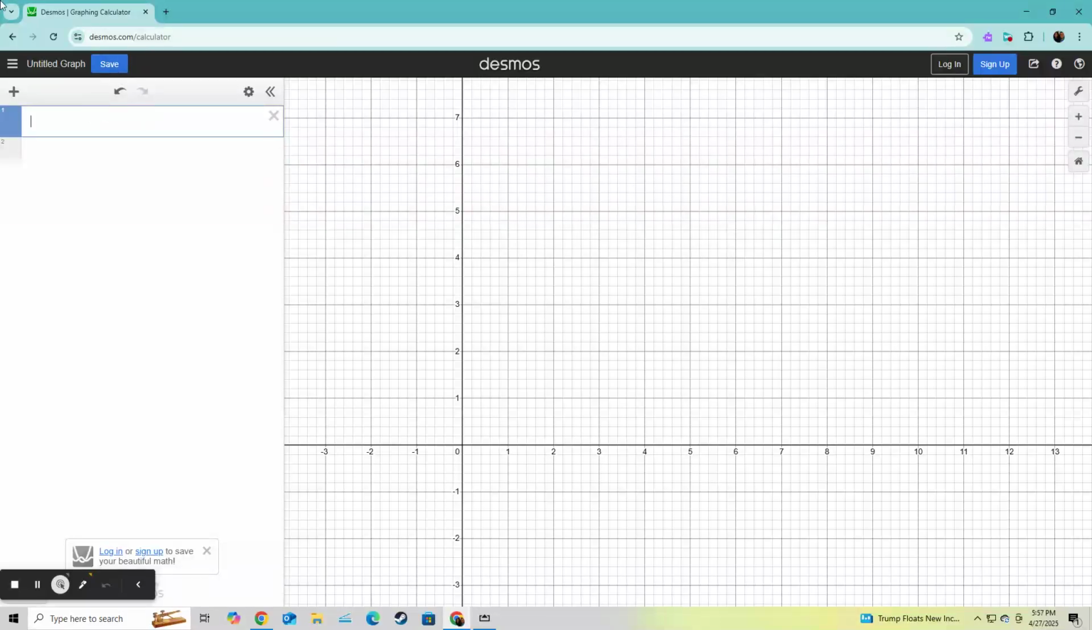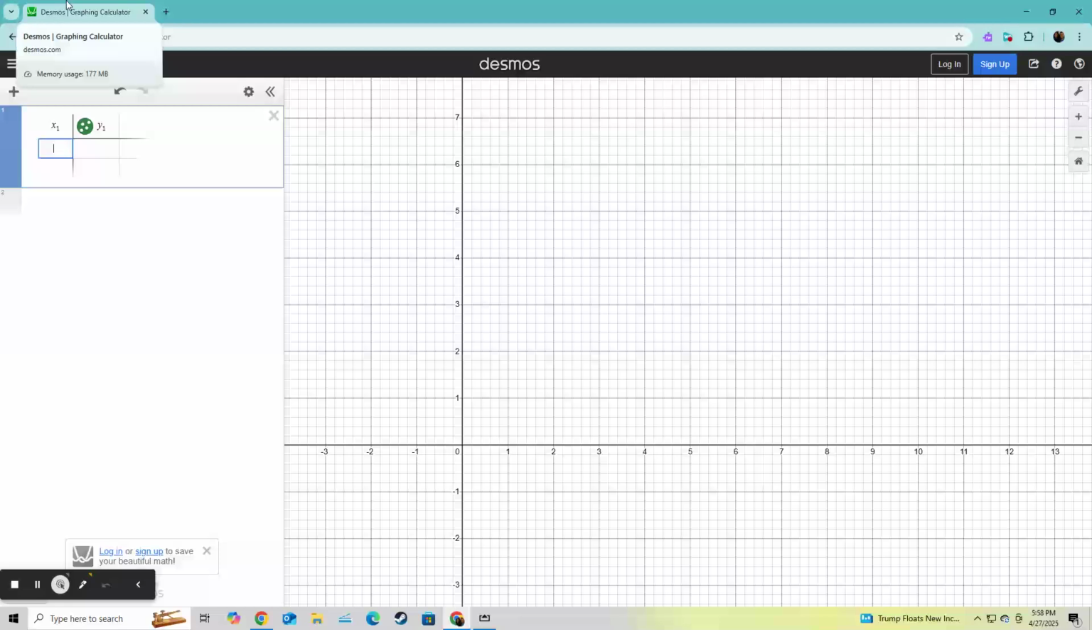Step 2 was to hit the plus button. Step 3 is to hit table. Step 4 is to go ahead and click table. Oh, I forgot, I'm not done with step 3. I need to enter in all the data. So I'm going to type in the X values. The X values were 0, 1, 2.